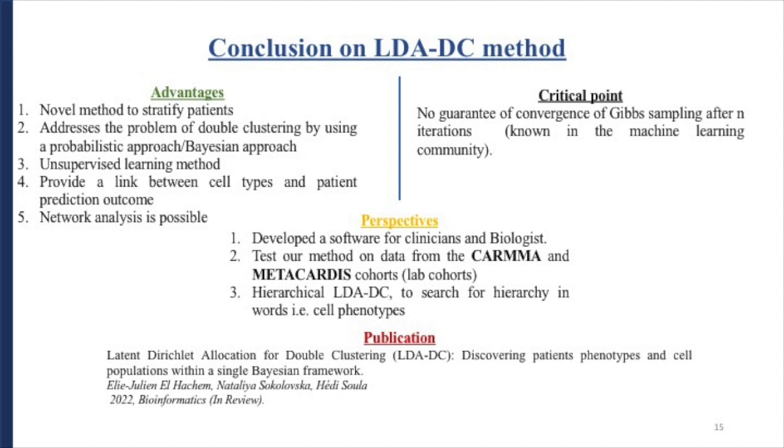And so as a perspective, we want to develop software for clinicians and biologists to test the method on different cohorts that we have in the lab, mostly the Karma cohort and the Metacardis cohort. And we want to develop a hierarchical method to search for a hierarchy on cell phenotypes. And this work is now inside a paper that is in review in Bioinformatics.